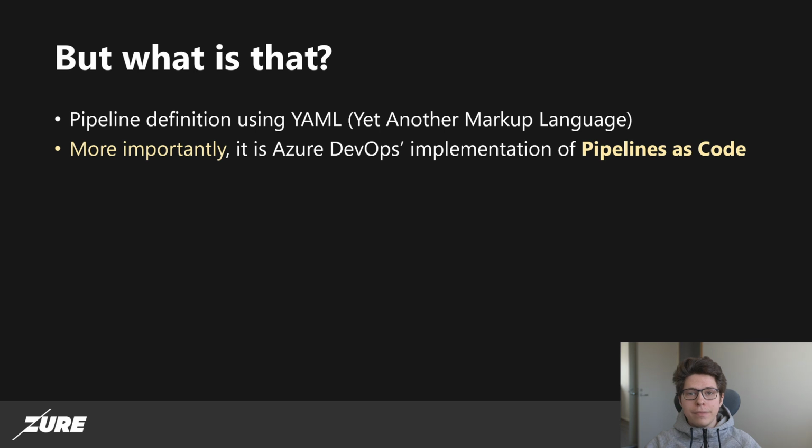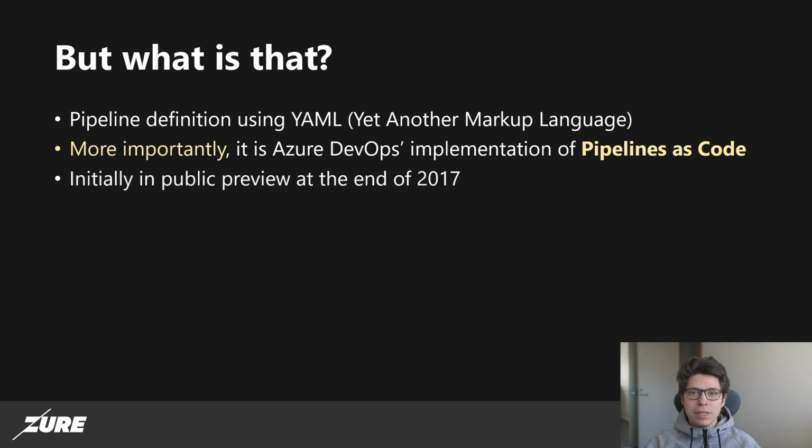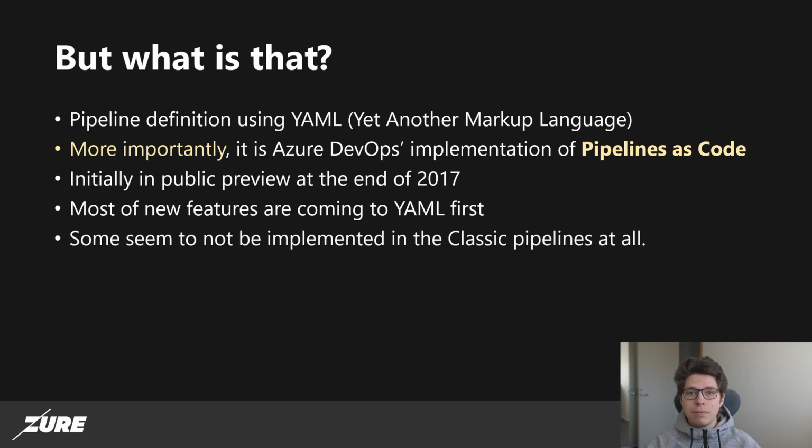More importantly though, it is kind of Azure DevOps' implementation of pipelines as code. It was initially in public preview at the end of 2017. And most of the new features actually come to YAML first. And some might not be implemented to the classic pipelines at all. Who knows?